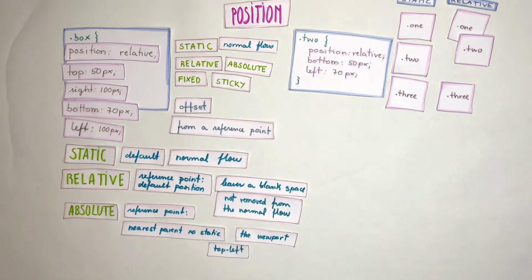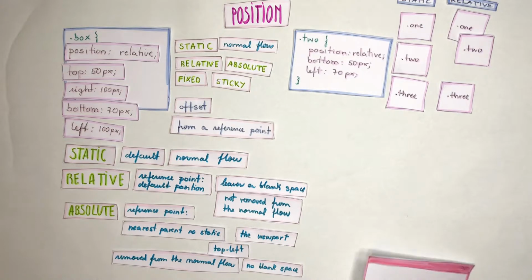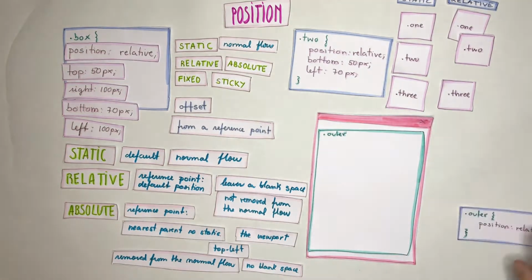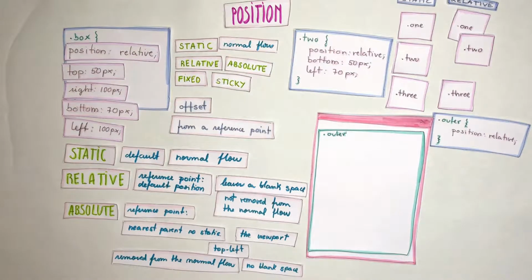With absolute position, the element is removed from the normal flow. This is why the space that was taken by the element is also removed. We don't see the blank space that we saw with the position relative element when it was moved. Let's see an example. This is the viewport, and we have an element with class outer that has position relative. That means that if we place any element with position absolute inside it, the outer element will be the reference point from which the offset will be applied to move the element.